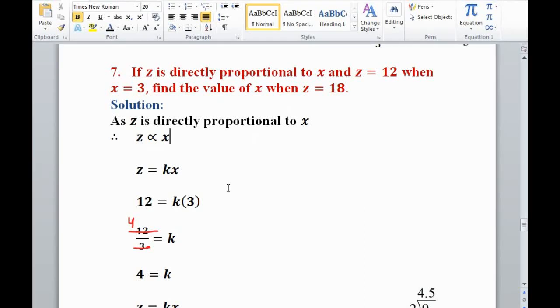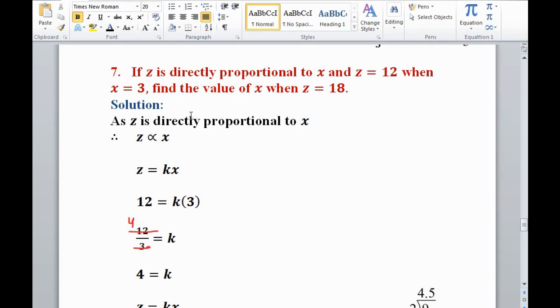Okay, in this video we are going to solve question number 7 and question number 8 from exercise 1A, book 2. The statement of the question is: if z is directly proportional to x and z equals 12 when x equals 3, find the value of x when z equals 18.